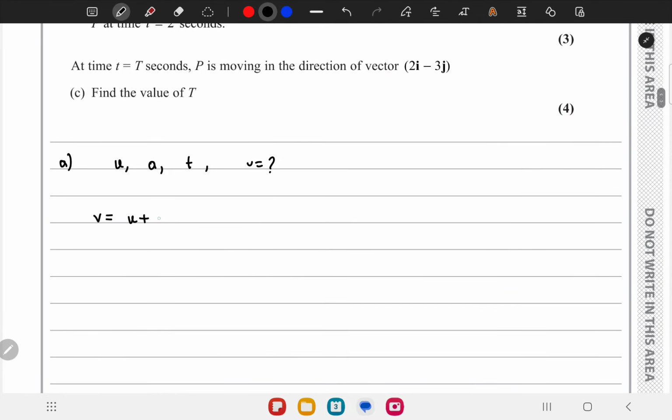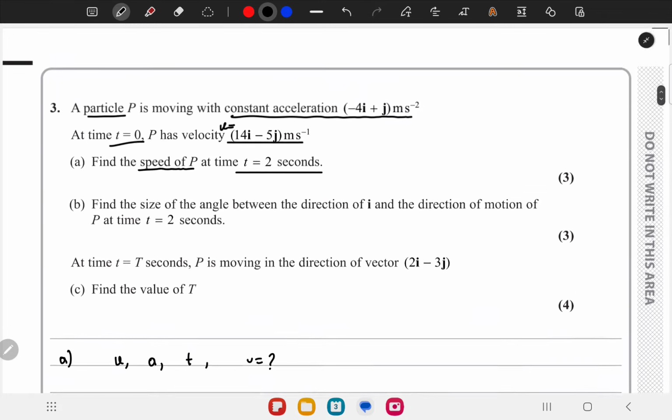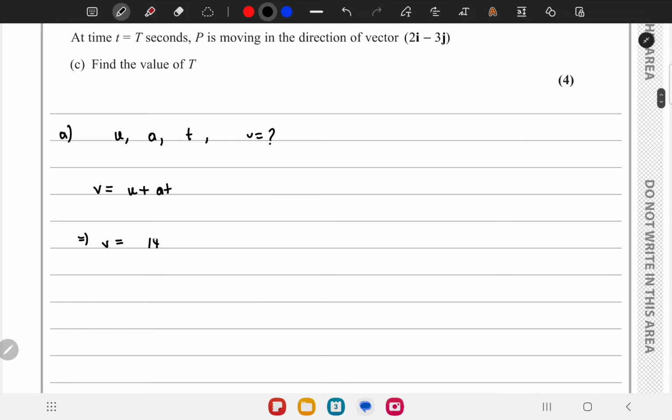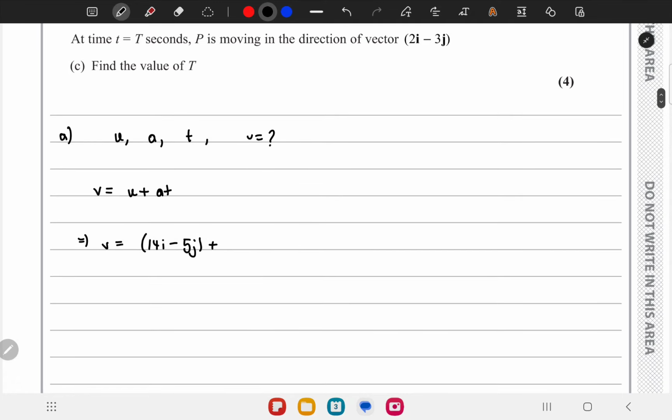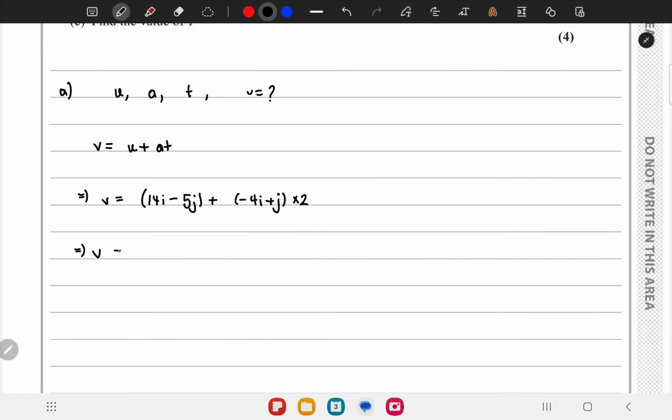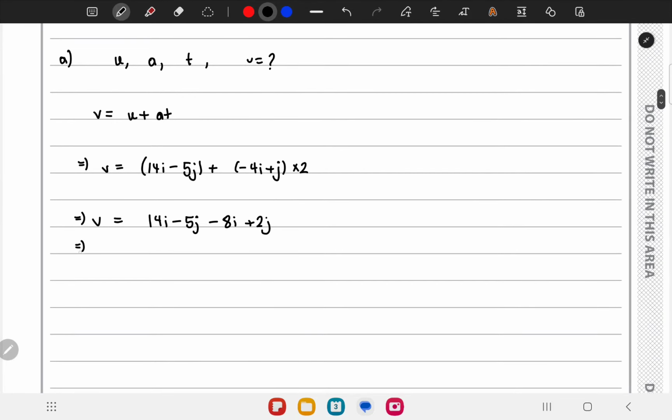So we can use v equals to u plus at. The final velocity would be equal to the initial velocity, which is 14i minus 5j, plus at. The acceleration is minus 4i plus j, and the time is 2. So the velocity is 14i minus 5j minus 8i plus 2j. The velocity vector at time t equals to 2 would be 6i minus 3j meter per second.